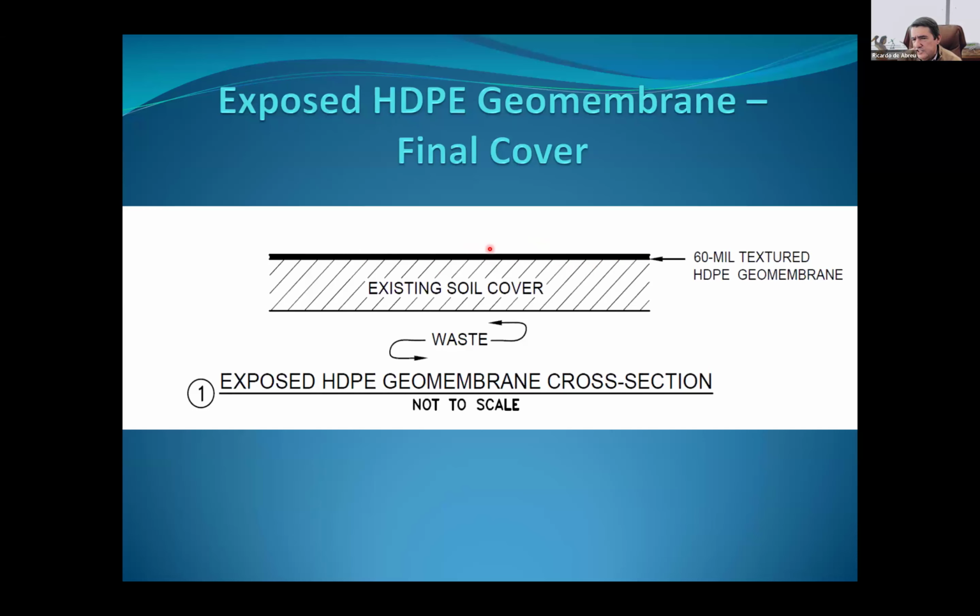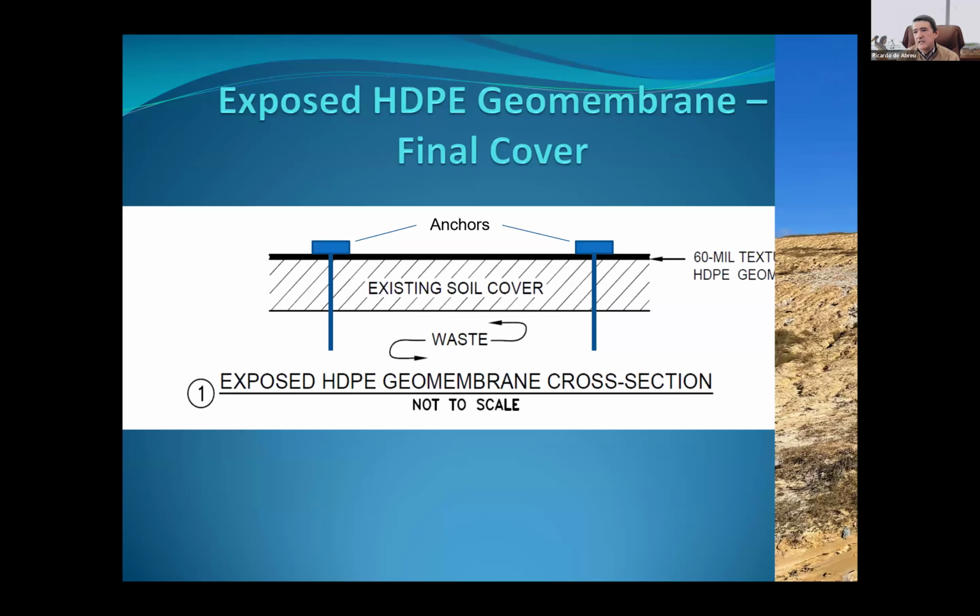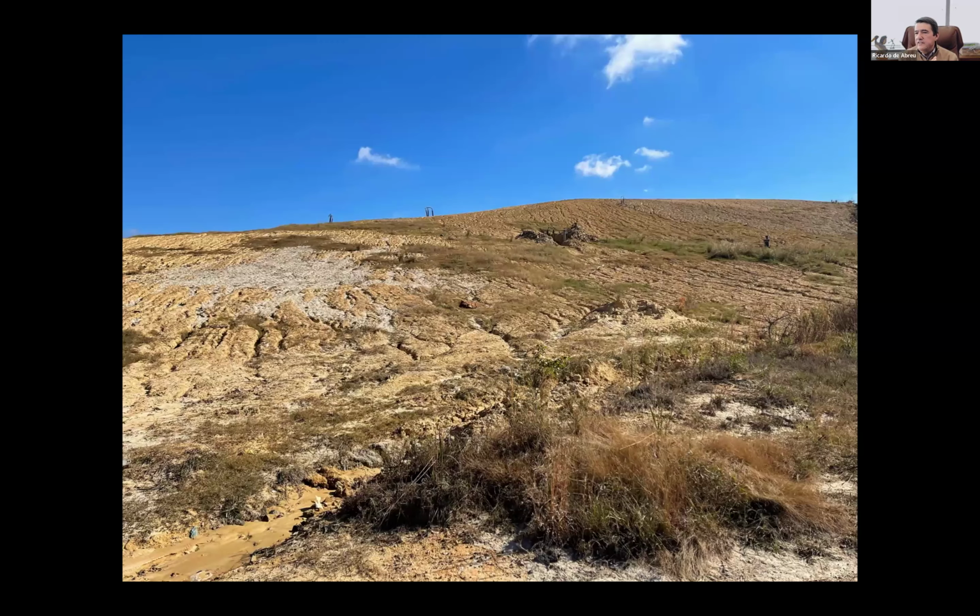This can be a problem for suction, or it makes it easier for wind uplift. I'm going to explain this in a little bit. But in this case, you have to have a way to anchor it, and it can be through an anchor trench. In this case, earth anchors like this were used, just to keep it in place. A picture of the location, cell 12. It doesn't look much better than the other ones that we see.